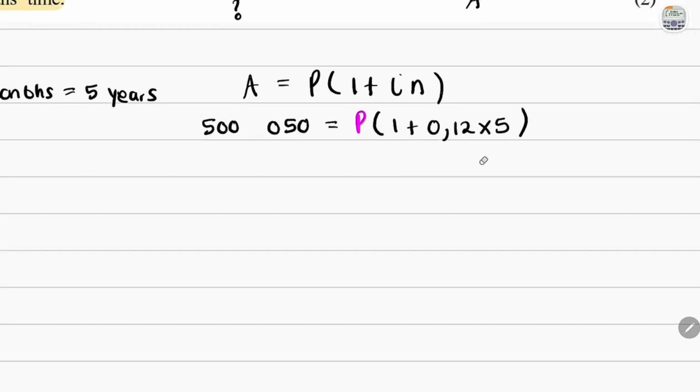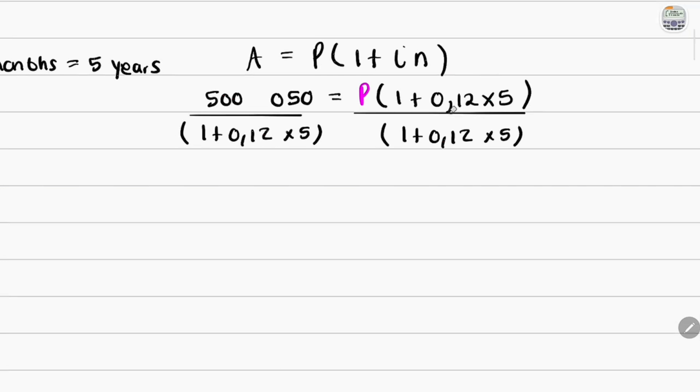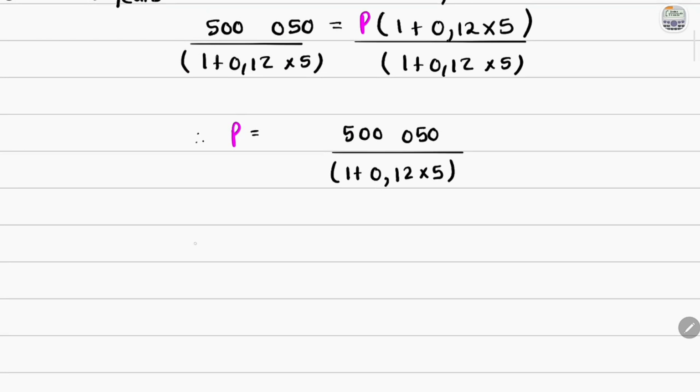So if you could just get rid of this, then you'd find p. Since it's multiplying, the only way to get rid of it is to divide. So we'll divide both hand sides by everything there. Okay, so we have 1 plus 0.12 times 5, and then same thing on this side. And so really what we're working with is these cancel, and we're just trying to find the value of p, which is equal to all of this. Okay, so now we can punch that into the calculator and get the final value of p.